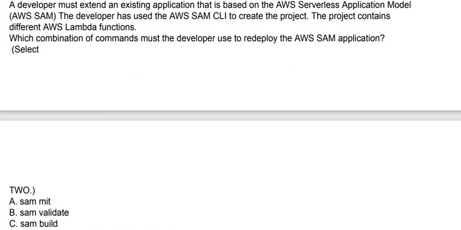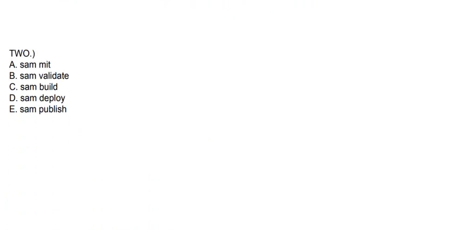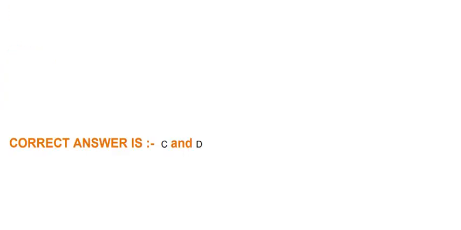Select two options. Option A, sam init. Option B, sam validate. Option C, sam build. Option D, sam deploy. And option E, sam publish. The correct answer is option C and D.